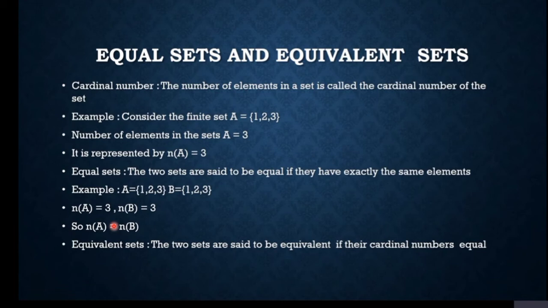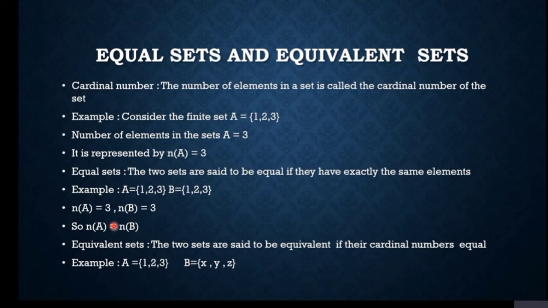Next one, equivalent sets. Two sets are said to be equivalent if their cardinal numbers are equal, only the cardinal numbers equal. The two sets do not have the same elements. In equal sets, there are the same elements, but equivalent sets do not have the same elements.